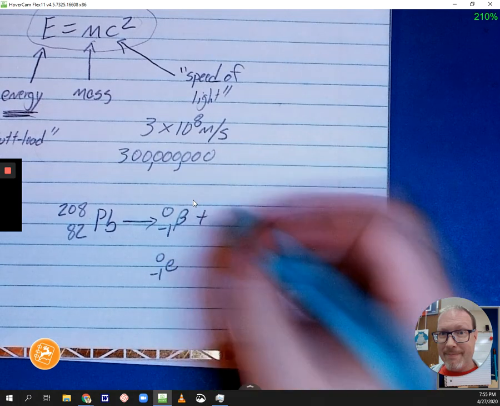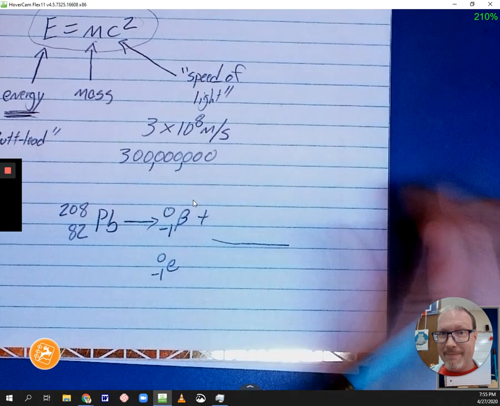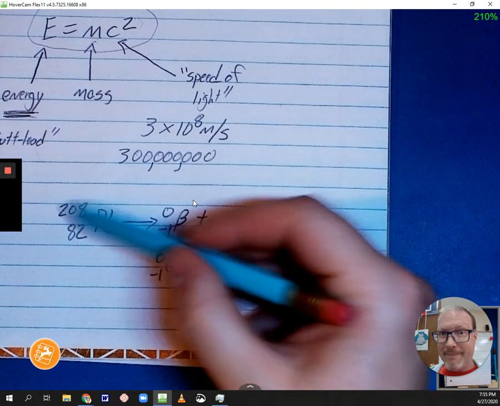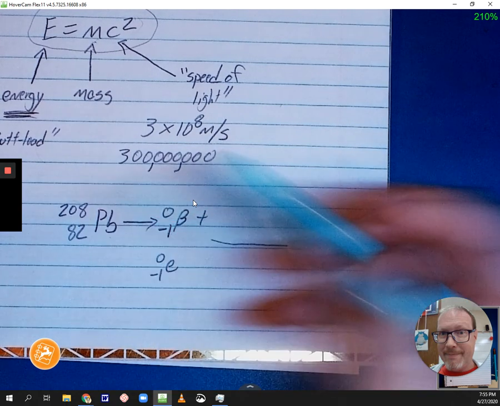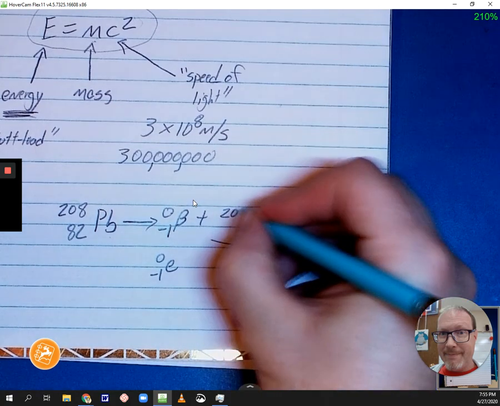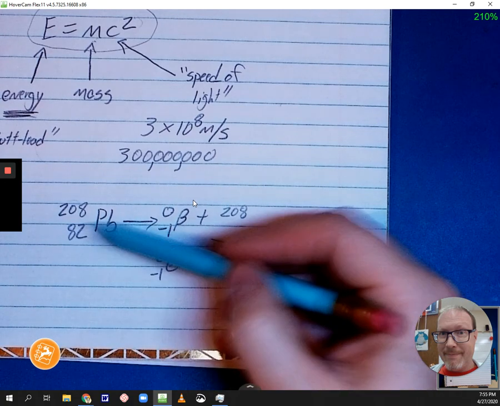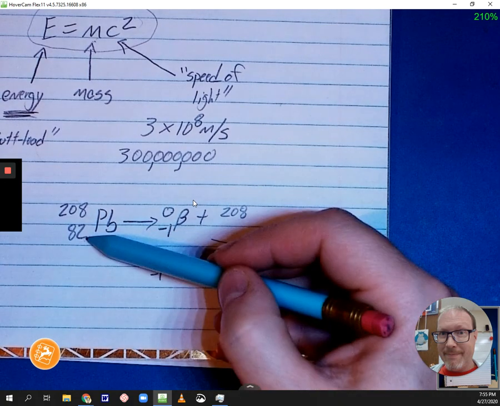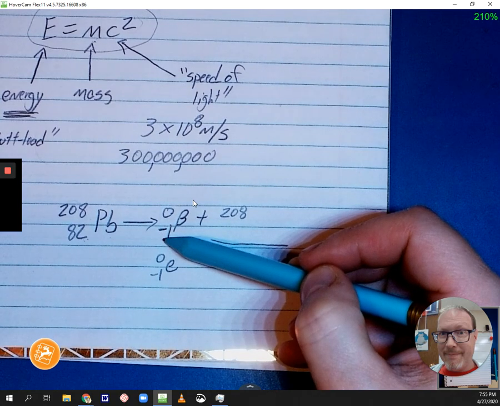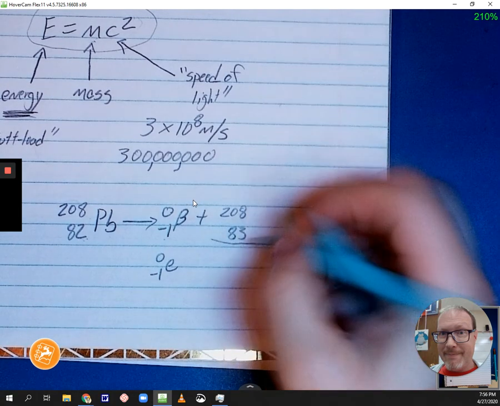Now, if this lead nucleus got rid of this beta particle, what would be left over? Well, let's balance our masses and our charges. The total mass over here is 208. So 208 minus 0 would still be 208. Now, the total charge on this side is positive 82. Now, 82 minus negative 1 is like adding a positive 1, so it would have a charge of 83.